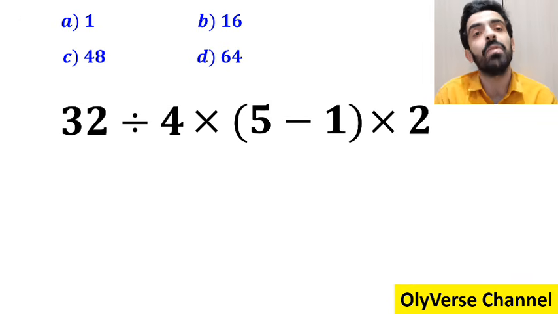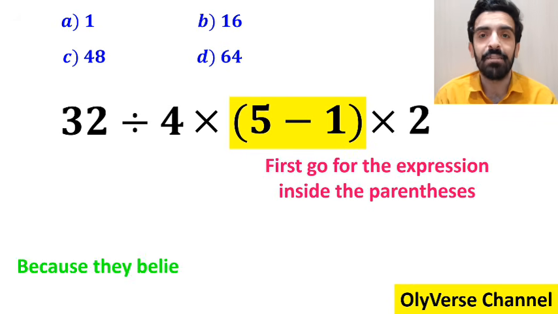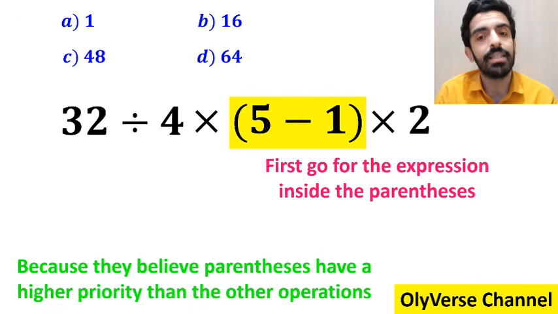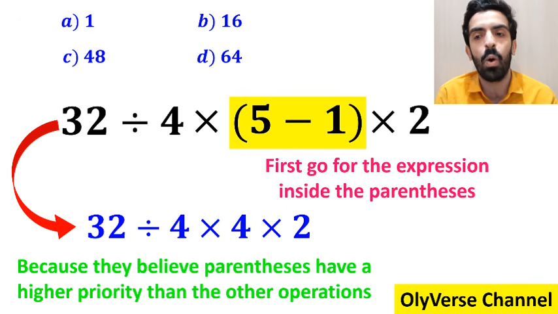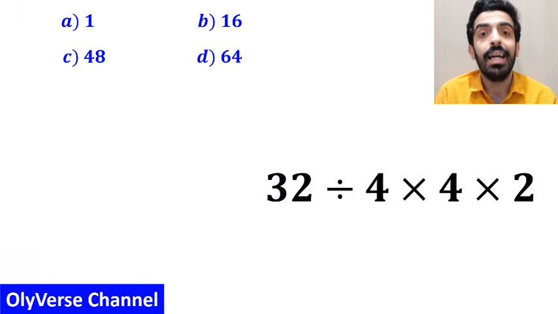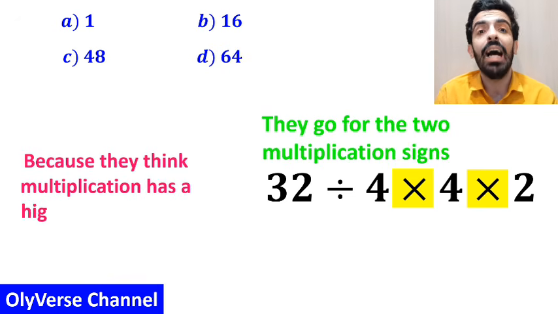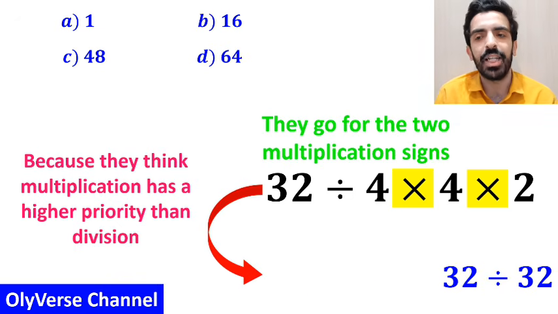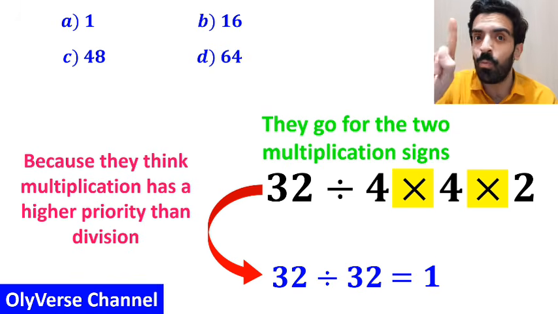Many people when trying to solve this question first go for the expression inside the parentheses because they believe parentheses have a higher priority than the other operations. So, they simplify this expression to 32 divided by 4 times 4 and then multiplied by 2. And in the next step, they go for the two multiplication signs that I've highlighted in yellow because they think multiplication has a higher priority than division. So, instead of this expression, they write 32 divided by 32, which finally gives them the answer 1.